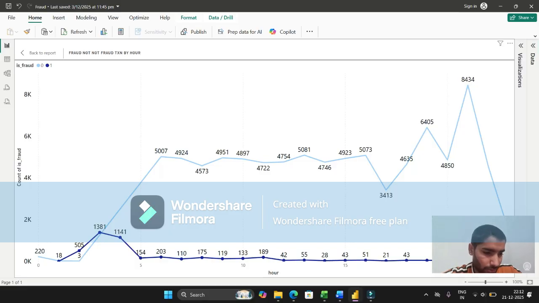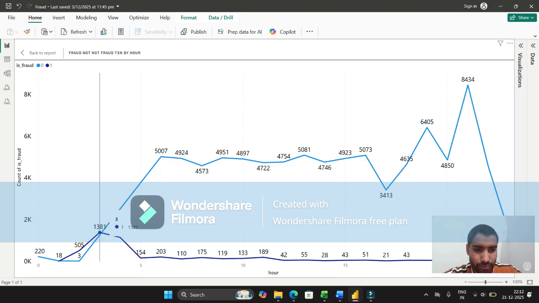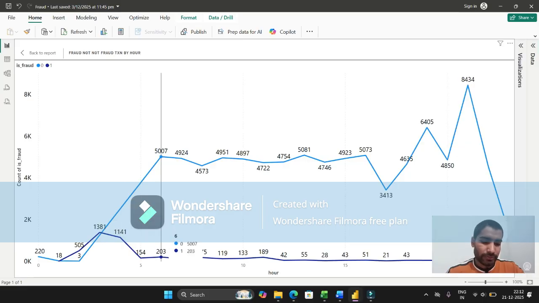As you can see, this line is going up at this point, which is 1 a.m. at night. The major transactions in the risk category happened then. I mean, the maximum transactions categorized at high risk level. This is a very important point. In the early morning, the fraud ratio is very low and normal transactions are increasing. This is a very good output graph.